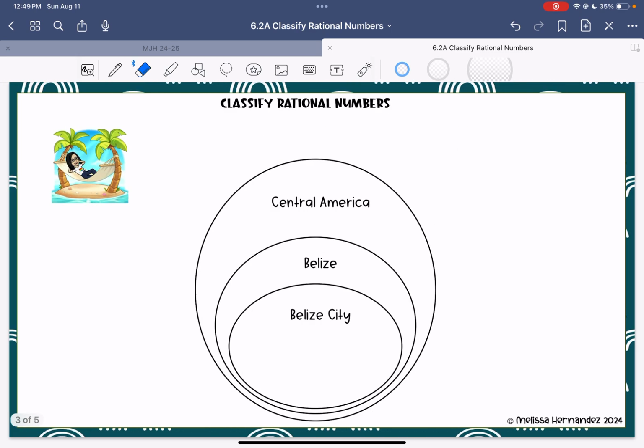Let's make some connections to real life. If a student says, where did you go on vacation? And I say Central America, I'm not lying, but it's not real specific because it includes 7 different countries. If they say, where in Central America? And I say Belize, I'm better because now I list one of the 7 countries, but it's still not real specific. I can take it a step further and say Belize City. So the most specific for my vacation would be Belize City. And that's what we're looking for when we're classifying numbers in a Venn diagram.